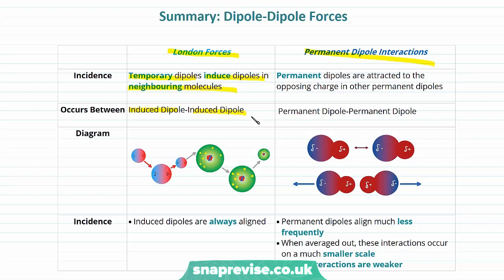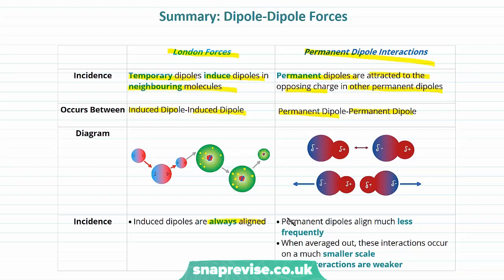Now we know that our permanent dipole interactions are when permanent dipoles are attracted to the opposing charge in other permanent dipoles. They occur as an interaction between permanent dipoles and other permanent dipoles. Now it's important for us to appreciate that our London forces, which occur between induced dipoles, will always be aligned. That's inherent in their nature. In inducing a temporary dipole in a neighbouring atom, that atom or molecule is already aligned in the correct way to experience an attraction.